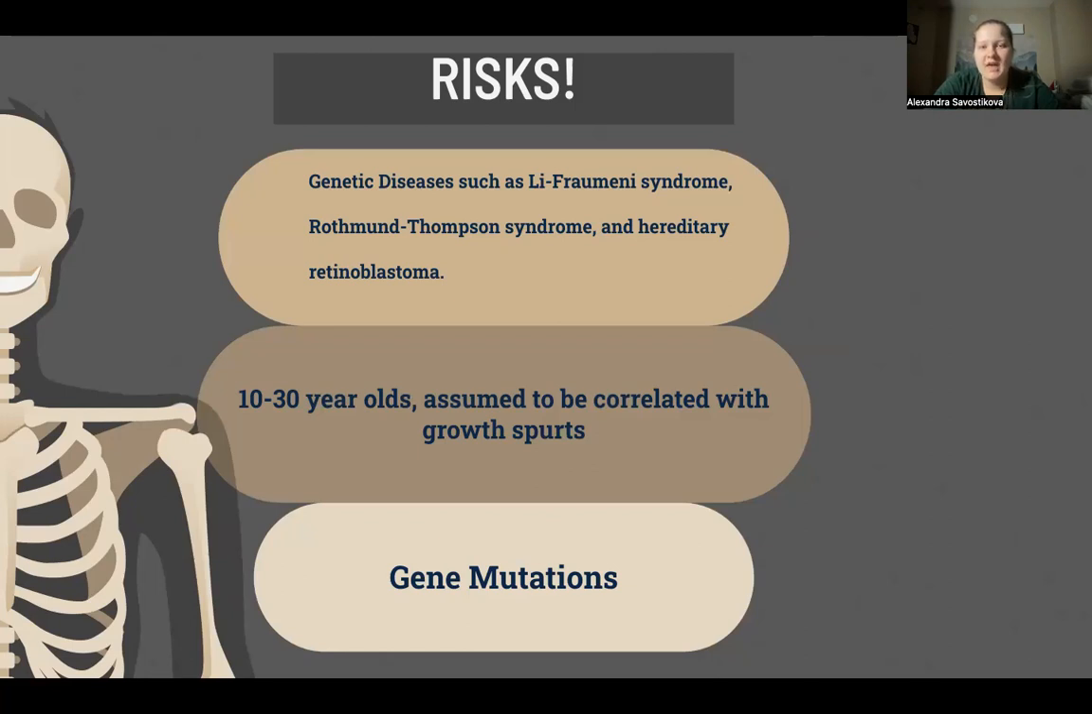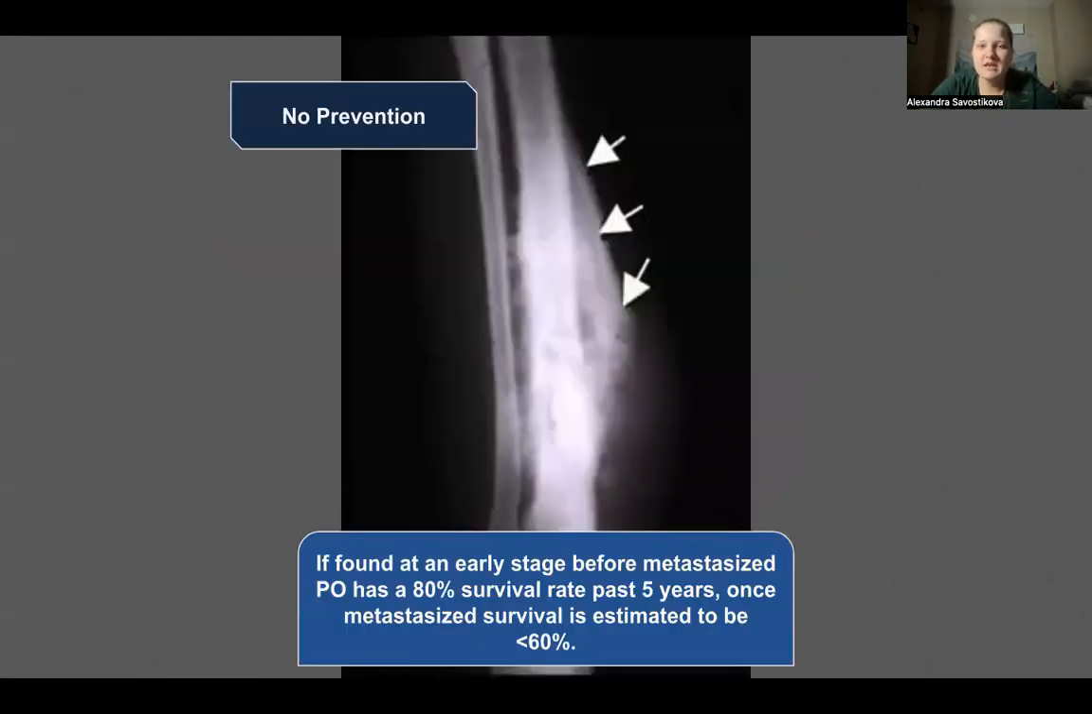Then risks also is just the age group. You can't really do anything to control that, but 10 to 30 years old, it's assumed because it's the bones and you talk about fast dividing cells. When patients are going through growth spurts, the bone cells are quickly dividing. So mutations may occur during that time, and maybe that's how we see that correlation. And just overarching those things we just discussed is gene mutations in general. We will get to those a little more in depth in just a moment. Here's an image just to see it.